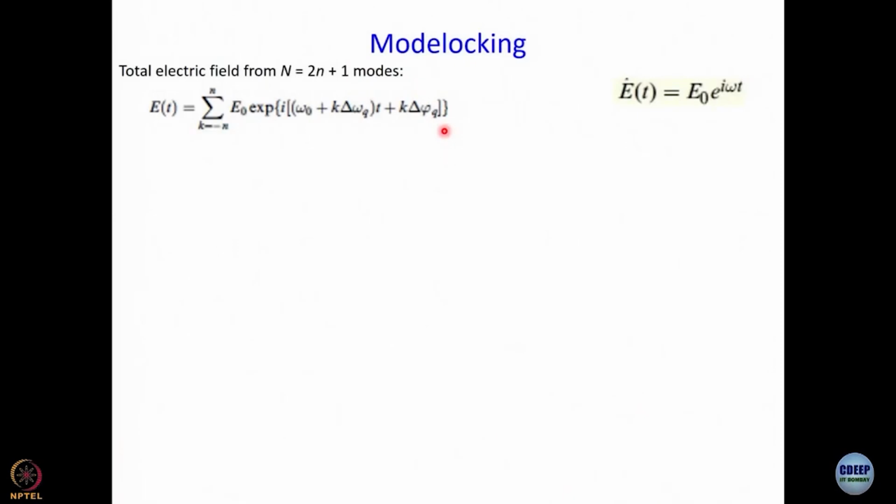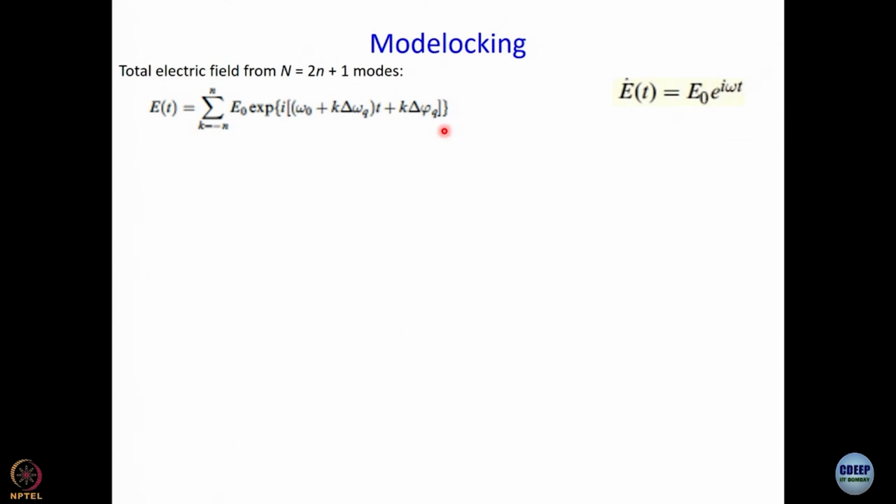So, this is what we are writing: E0 into e to the power i omega 0 plus k delta omega q, times t. What is k? K is a number that varies from minus n to plus n. So, now you already see why I want 2n plus 1 number of modes. It becomes nicely symmetrically distributed about a central position. Plus we are saying k into delta phi q. What is this delta phi q? Phase difference, and that is independent of time. Let us remember that.